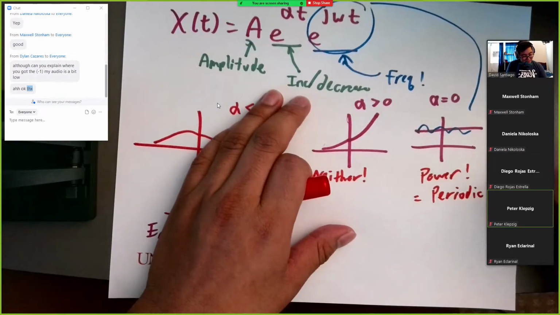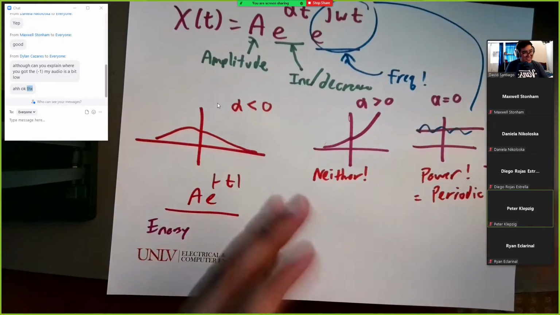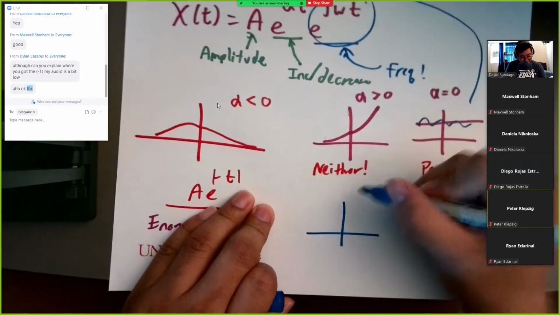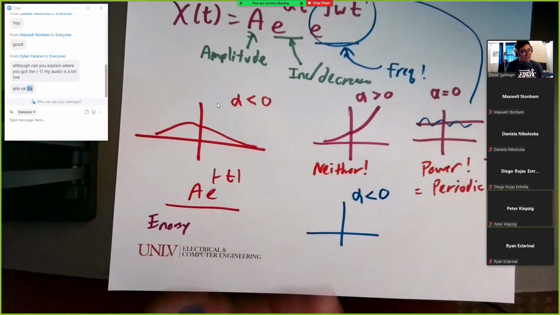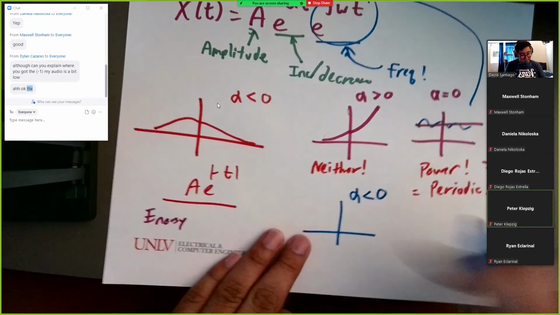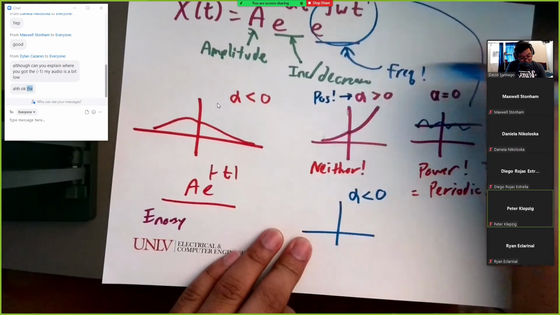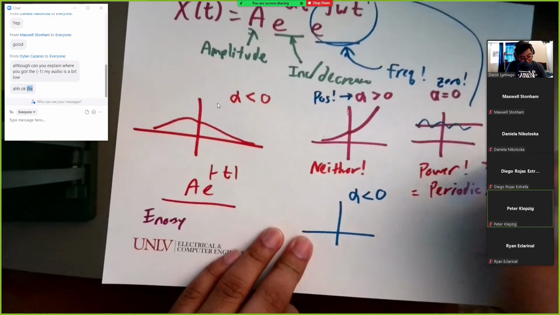So that's our key word for today. Write a star. And now if you want energy, this alpha term has to be less than 0, so it has to be a negative number. This is negative, so I'm going to write positive, and then 0, and then this is neg.